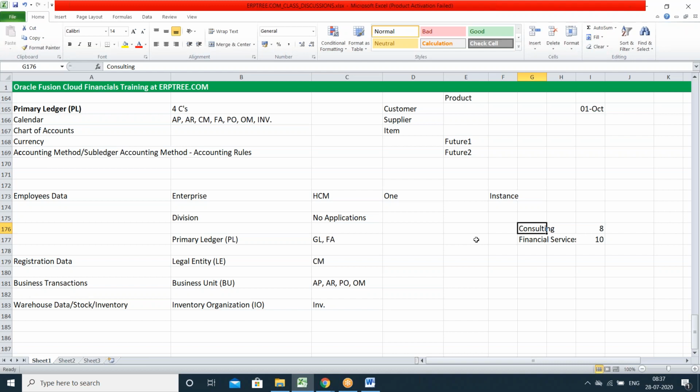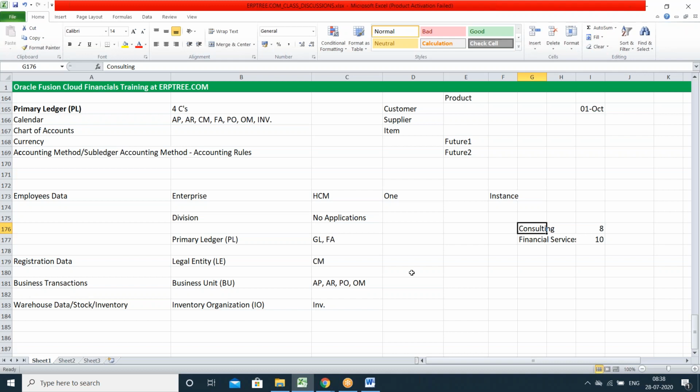But in reality, if the client is running the business in 5 countries, nowadays in all implementations we create a single chart of accounts. The same chart of accounts can be used by multiple countries. That means for 5 countries, we will create 5 primary ledgers. Based on the country, you select the respective calendar, and based on the country, you select the currency. Based on the country, you can select the accounting method, but the chart of accounts you can use the same.